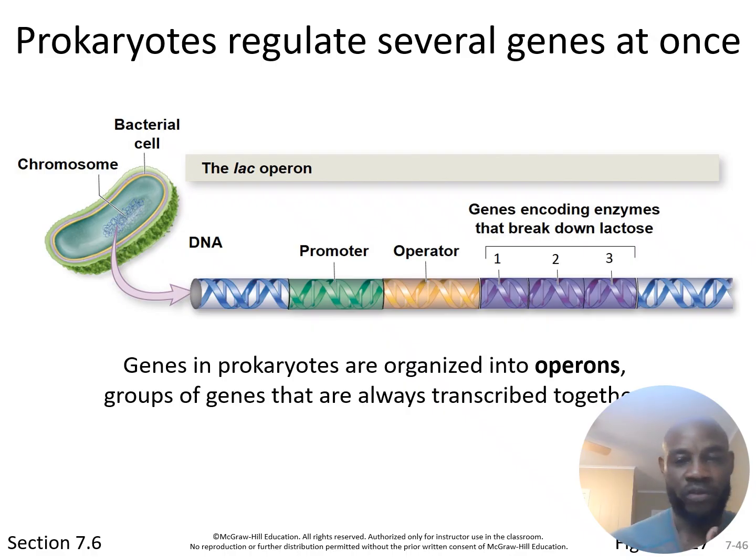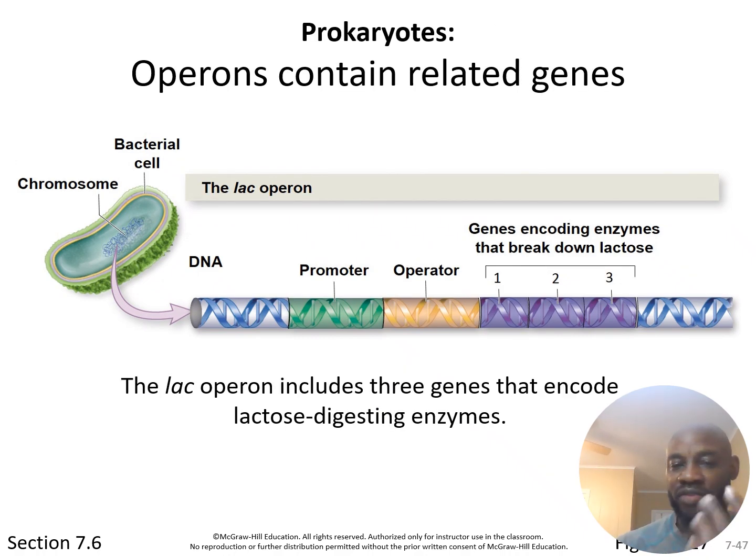Prokaryotes regulate several genes at once. So prokaryotes, remember, they have their DNA floating around. Genes in prokaryotes are organized into what's called operons. Groups of genes are always transcribed together. Operons contain related genes, so related genes will be transcribed together. So I need the gene for the nose hairs, and smell, for instance. That's a bad example, but they would all be transcribed together.